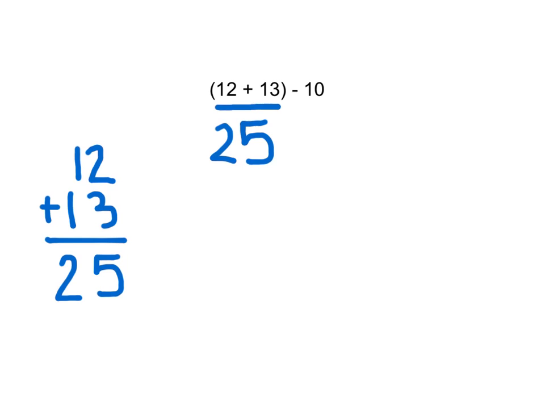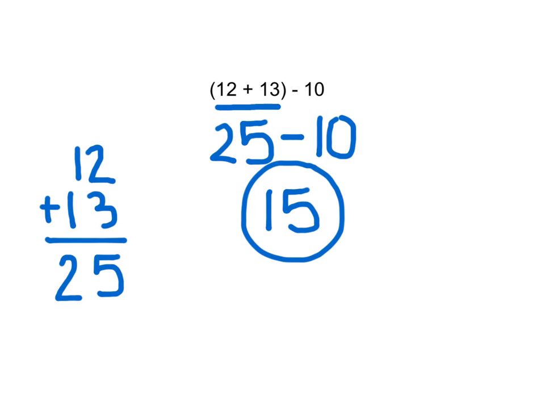So we know that 12 plus 13, the number equation in the parentheses, equals 25. But we still have to subtract 10 from it. And then we end up with our answer as 15.